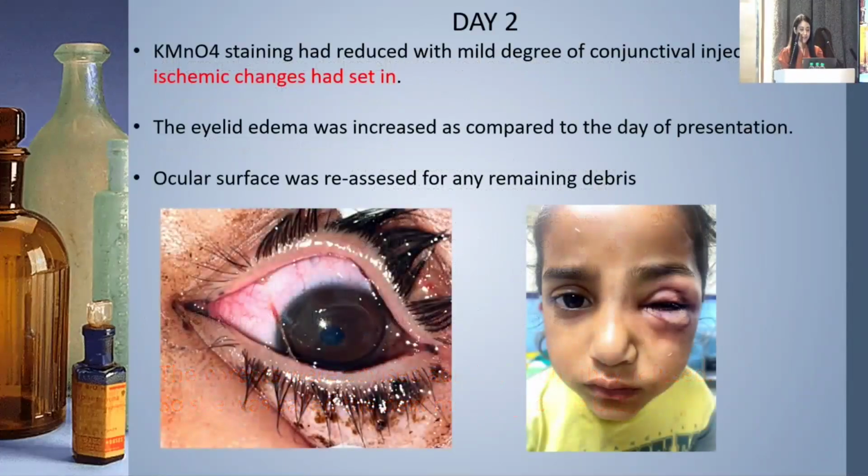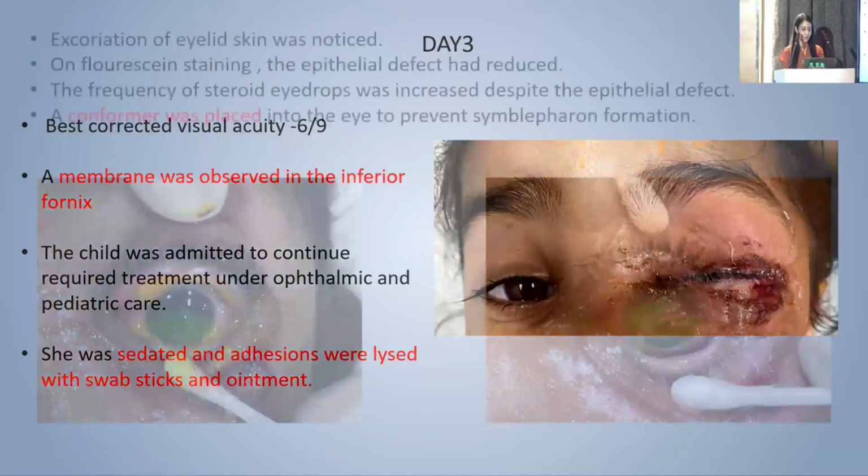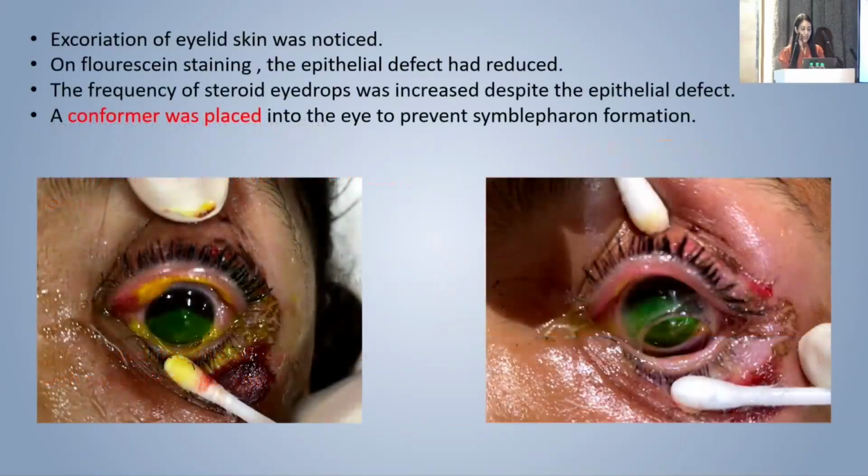This shows the images from day 2 of presentation. Now some ischemic changes had set in. On day 3, the vision was 6/9 and a membrane was observed in the inferior fornix. So the child was sedated and adhesions were lysed with swab sticks and ointment. There was excoriation of eyelid skin. A conformer was placed into the eye to prevent symblepharon formation, as we can see in the second image.